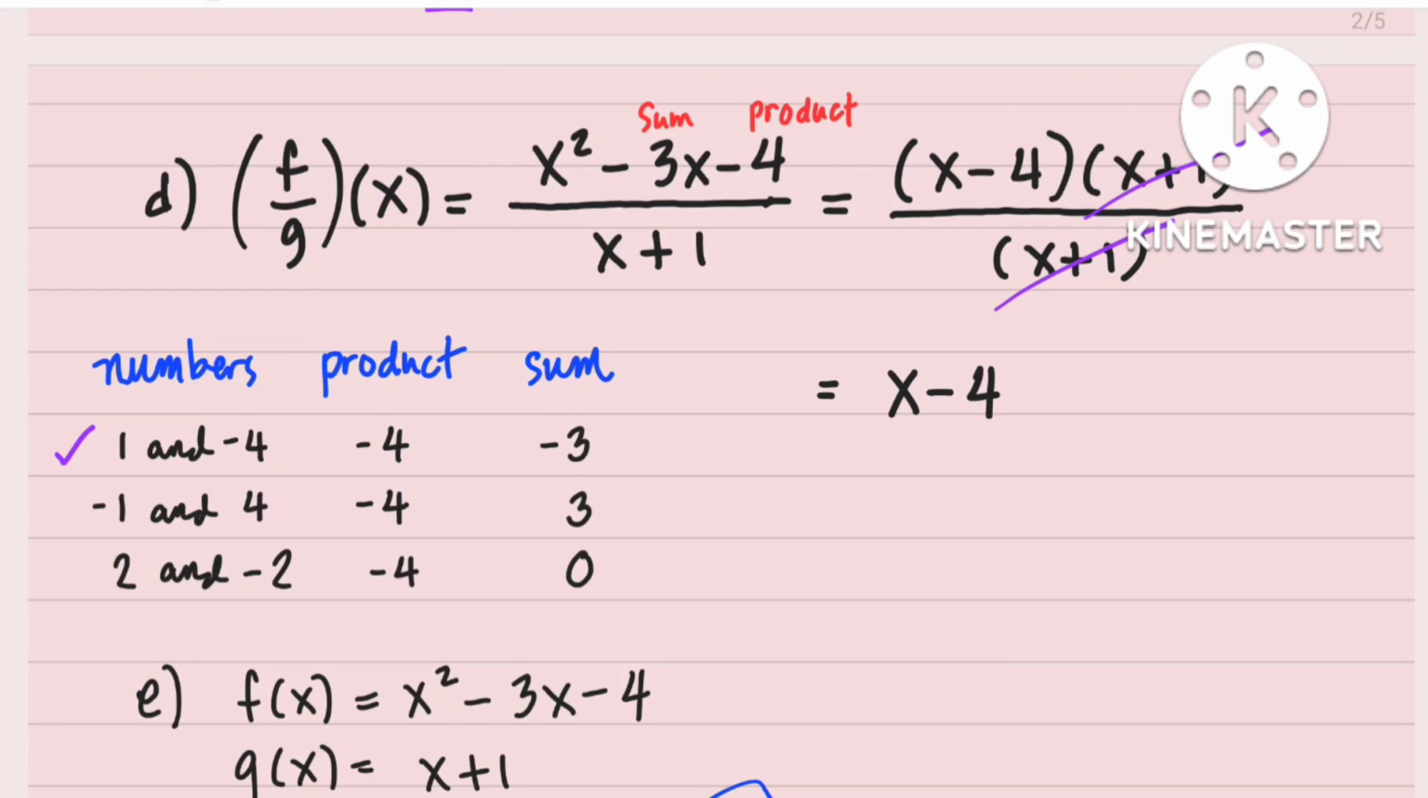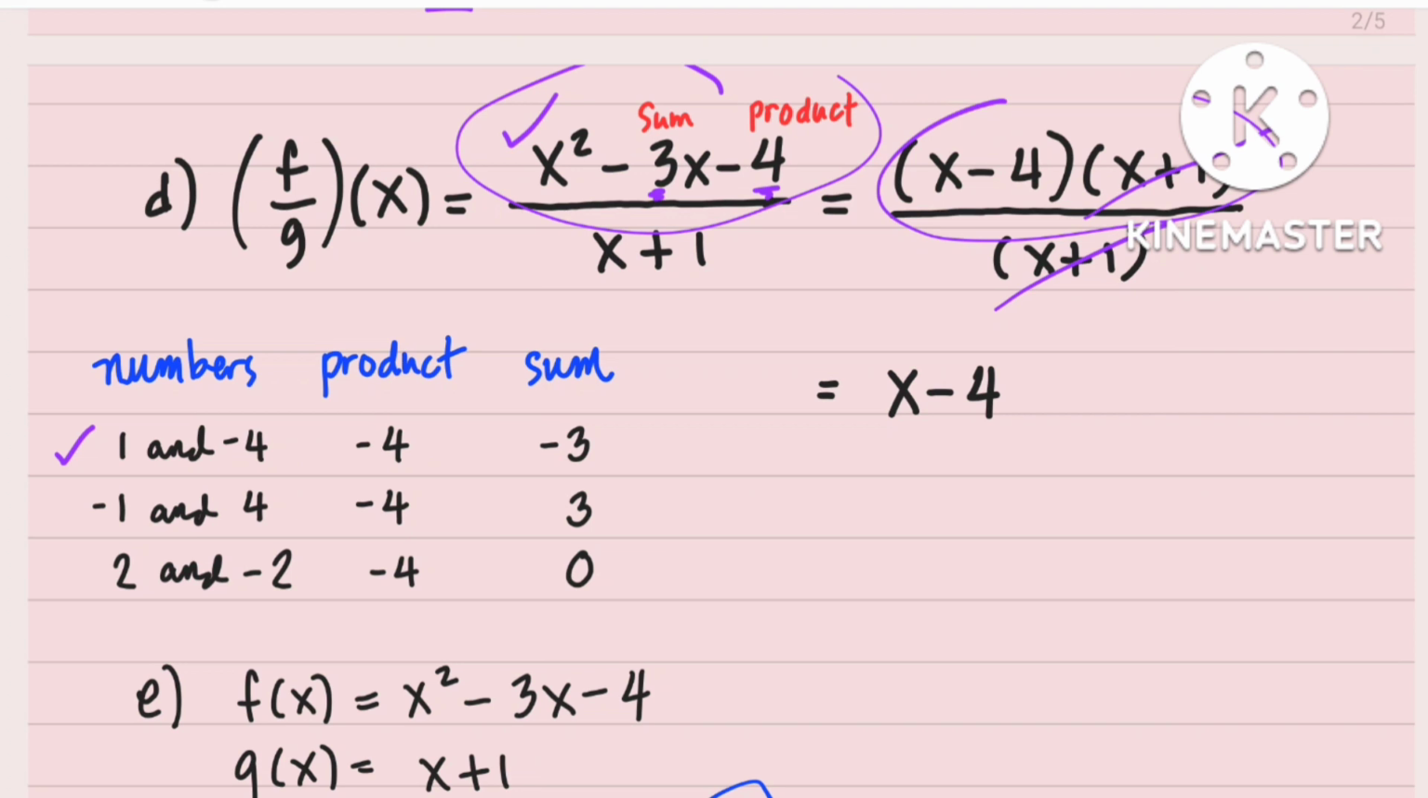Now, how was I able to determine the factors of this trinomial? How did this become like this? The secret is that I will have to look at these two numbers, at negative 3 and negative 4. Negative 4 will be my product, and negative 3 will be my sum. I have to think of a pair of numbers whose product is negative 4 and sum is negative 3.